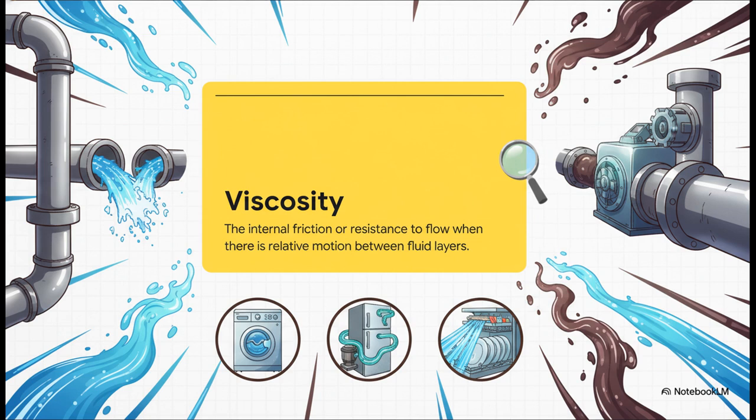But hey, it's not just an industrial issue. Viscosity literally dictates the operation of common household appliances every single day. Think about it. It impacts the pumping efficiency of your washing machine, the specific flow rate of the refrigerant inside your fridge's compressor, and even the spray intensity your dishwasher jets need to actually get your plates clean.